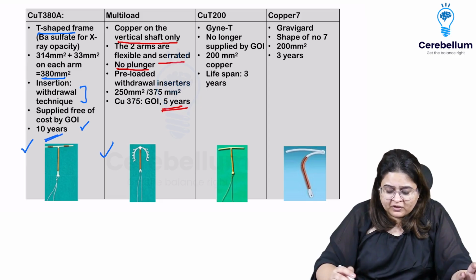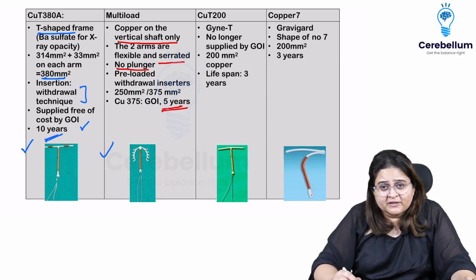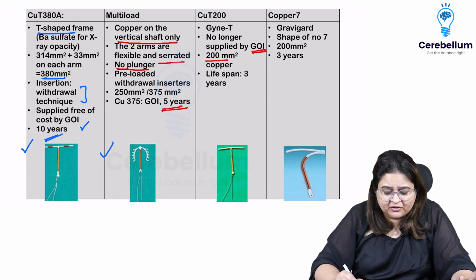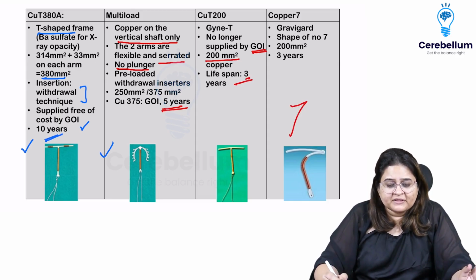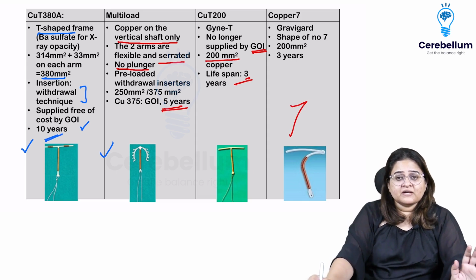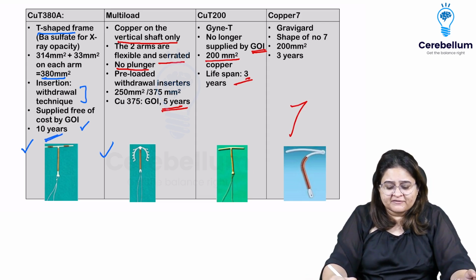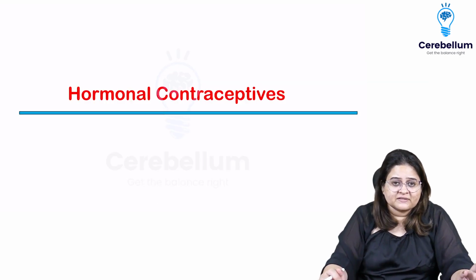Now the copper T 200, this used to be available by the Government of India. It's no longer supplied by the Government of India. It had 200 millimeter square of copper, and the lifespan was 3 years. And the 7-shaped copper T is not available in our country yet. It's called the GraviGuard, in the shape of the number 7. This is for use for 3 years.